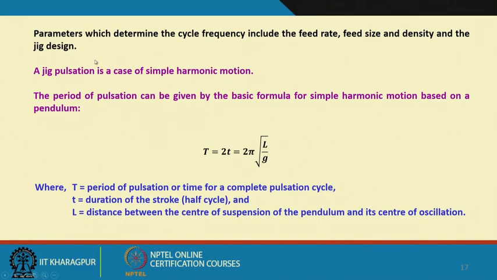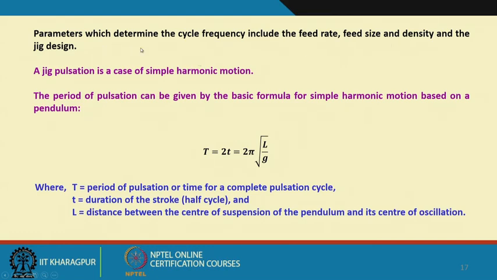So, welcome. We are discussing the jigging cycle. Let me continue that discussion. The parameters which determine the cycle frequency include the feed rate, that is, the rate at which you are feeding. Why should it determine the jigging frequency? Because of the load on the bed, that is, the weight of the total particle bed. That determines what the frequency of the pulsation and suction cycle, or the jigging cycle, should be.